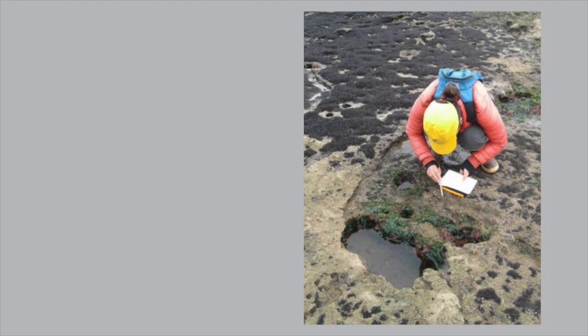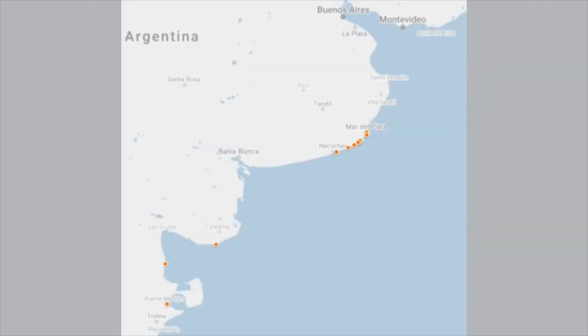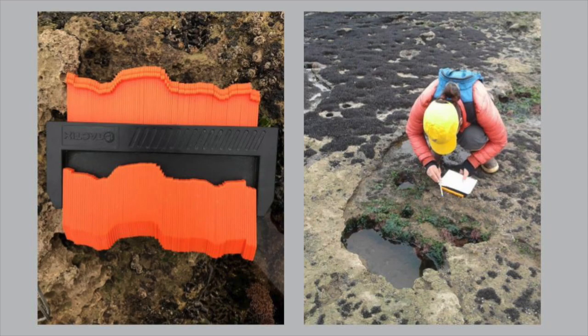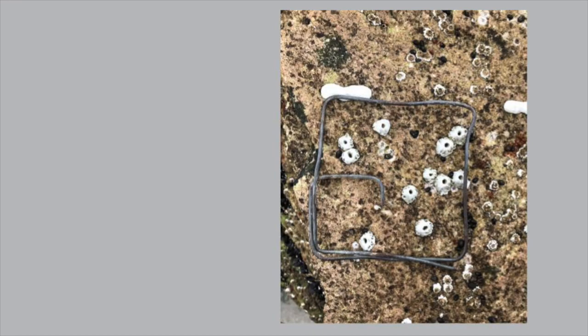Surveys were conducted on flat, horizontal, high intertidal platforms where barnacles and limpets were present. These surveys were conducted at 19 sites in Buenos Aires, Rio Negro, and Chubut provinces. At 8 sites, surface rugosity was measured. Experiments were conducted at one site in Buenos Aires province from April to June 2019.